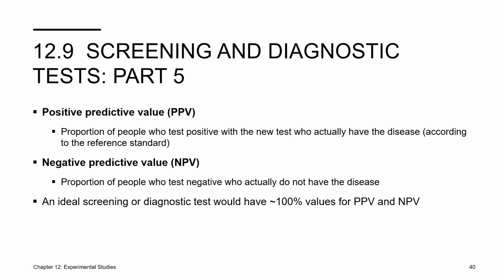Positive predictive value is the proportion of people who test positive with the new test who actually have the disease. The negative predictive value is the proportion of people who test negative who actually do not have the disease. So an ideal screening or diagnostic test, again, would have 100% values for both, but in the real world, that's not always the case.